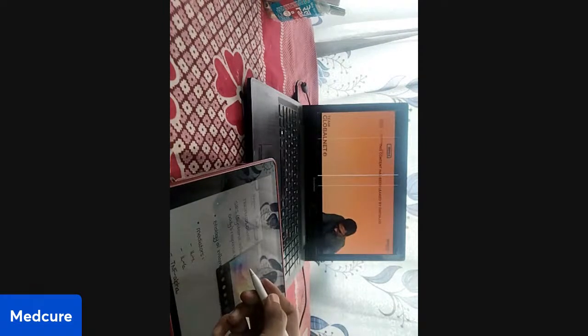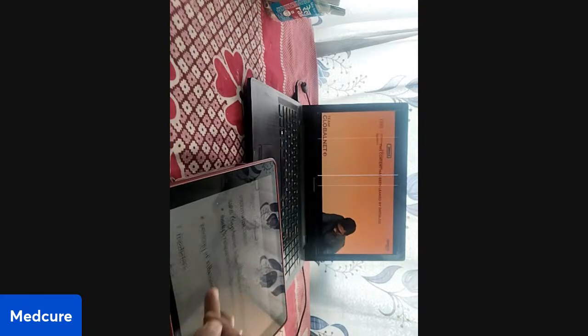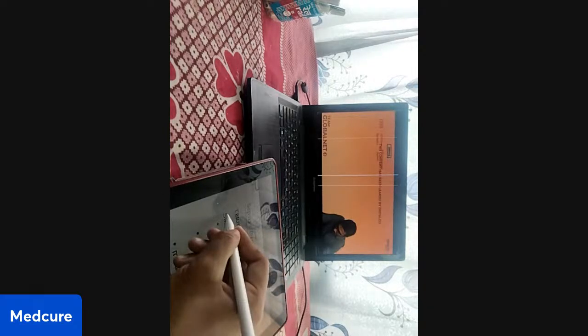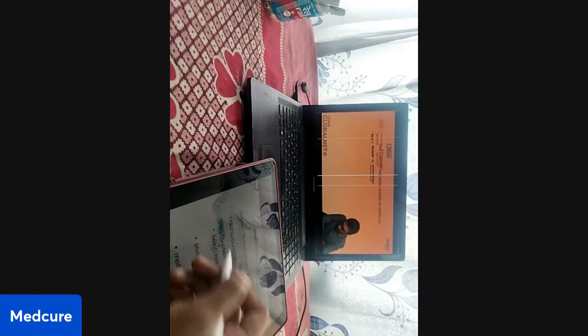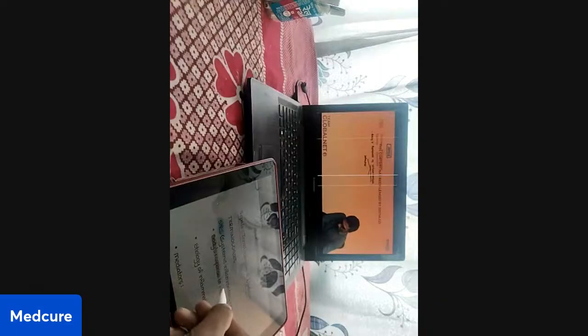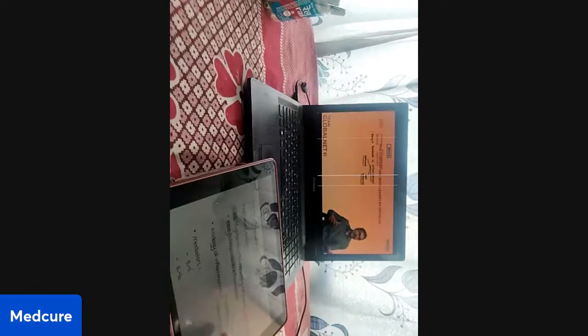It is Systemic Inflammatory Response Syndrome. In simple terms, what is this? It is the body's response to inflammation. Now, this inflammation can either be infective or non-infective. So it can be secondary to infection, or it can even be secondary to trauma. So it's not necessarily that it's all because of infection or sepsis only.